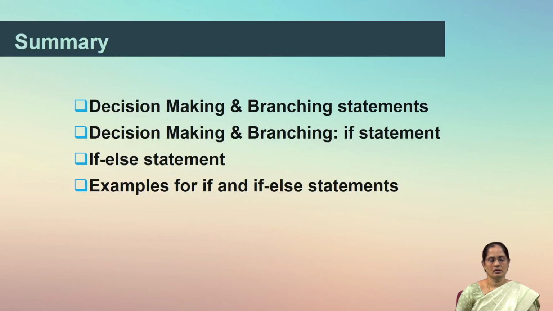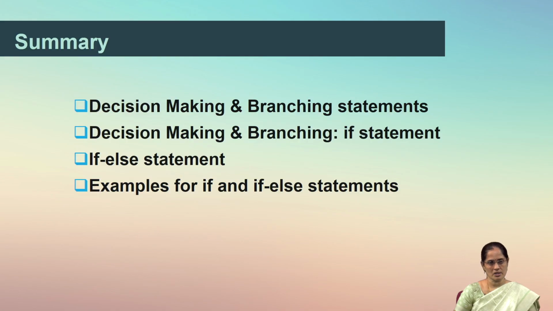On summarizing this session, we have learnt how the decision making statement is going to help in branching the flow of execution. Generally the flow of execution will be sequential from 1 to 2, then 2 to 3, then 3 to 4, and it goes on like that. But if we want to change the sequence of execution, we can introduce decision making and branching statements, in which we have seen the if statement.